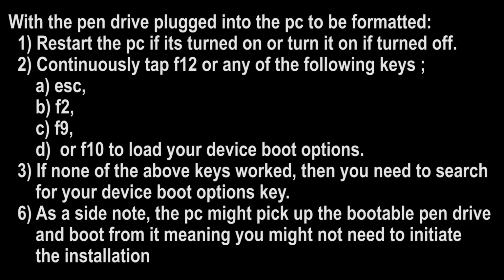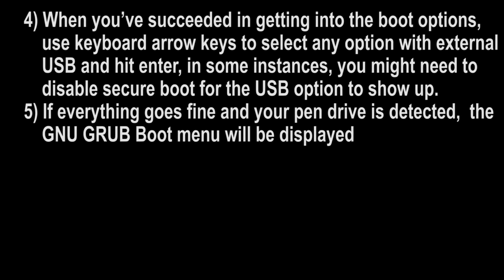As a side note, the PC might pick up the bootable pen drive and boot from it, meaning you might not need to initiate the installation. When you succeed in getting into the boot options, use keyboard arrow keys to select any option with the external USB and press enter on your keyboard. In some instances, you might need to disable secure boot for the USB option to show up.